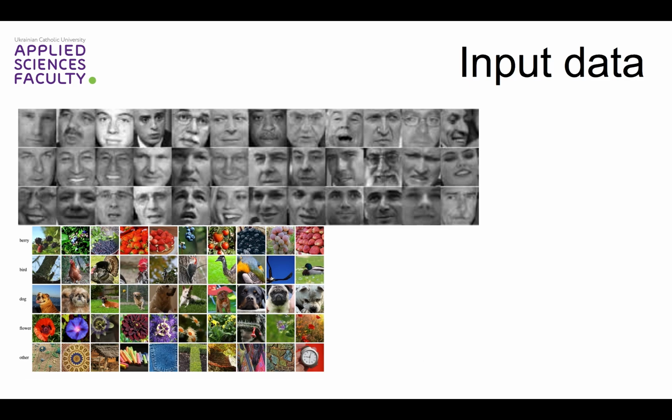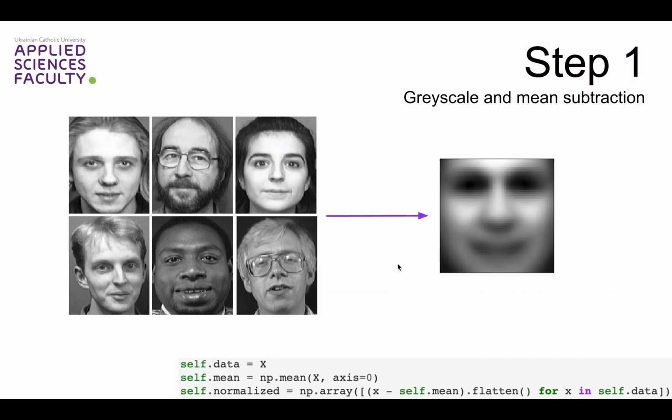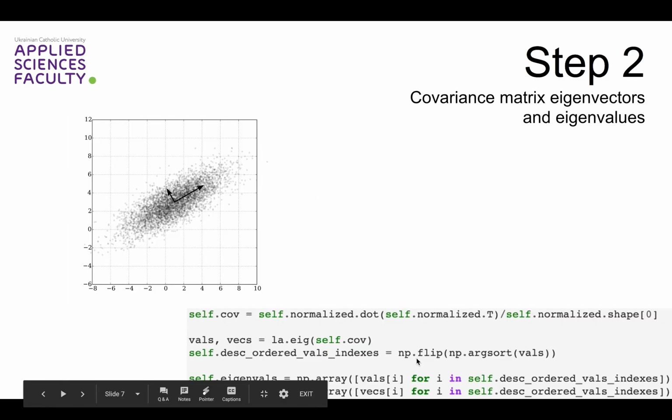The input data for the task is the set of images containing faces for training and the set of images containing different creatures. The first step of the solution is calculation of the mean face in the dataset. Then we need to subtract it from each image, and then we need to convert image matrices to vectors.